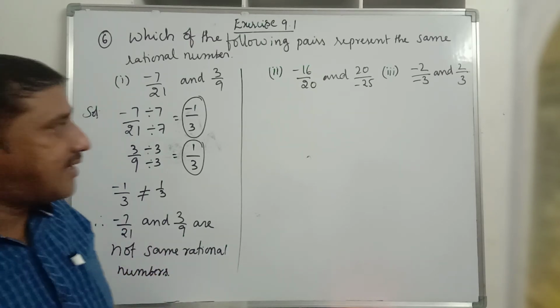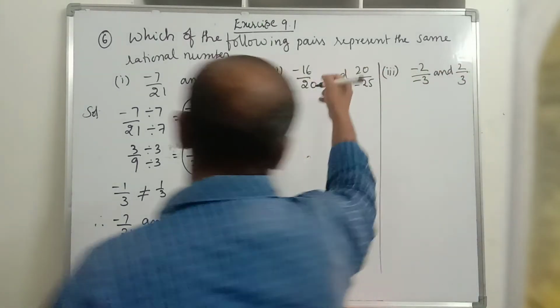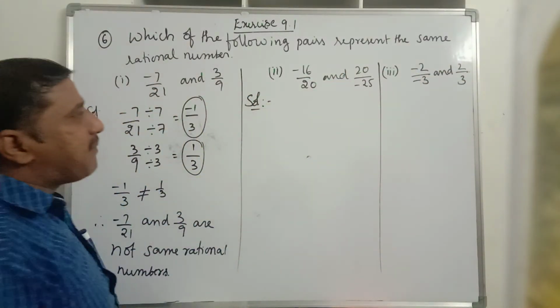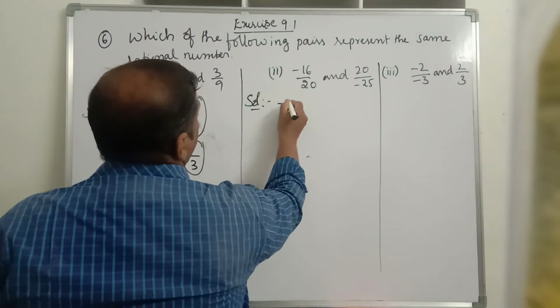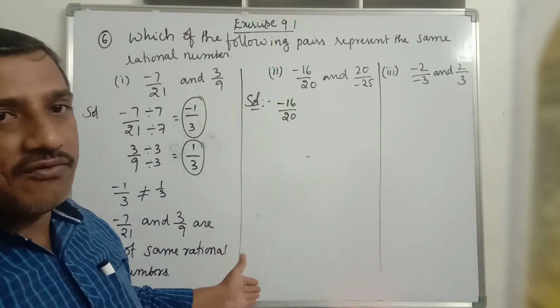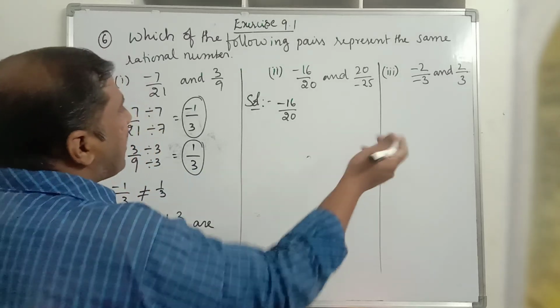So next we will discuss the second question. The second question we have is minus 16 by 20 and 20 by minus 25. Change them to the lowest form or the simplest form. Minus 16 by 20. So both are multiples of what? 4. 4 4s are 16, 4 5s are 20. You divide by 4.